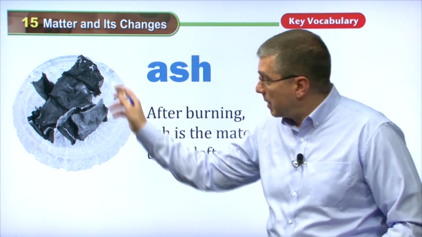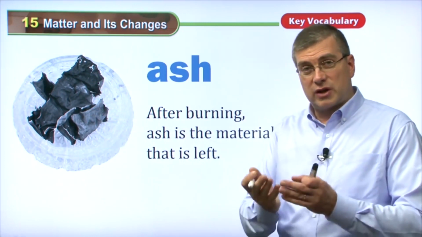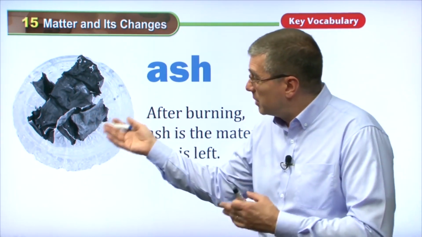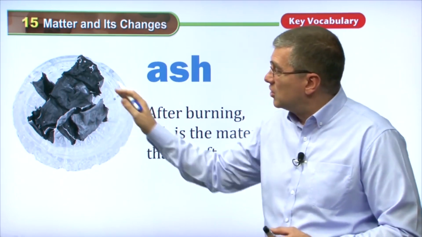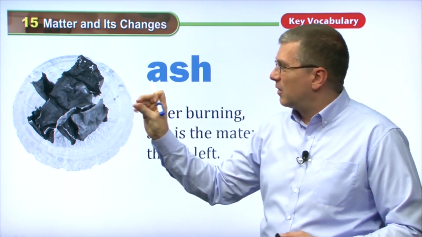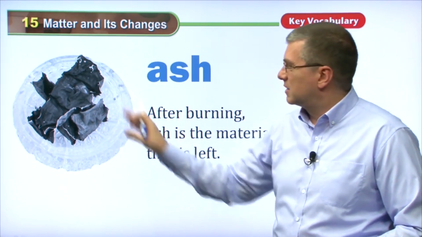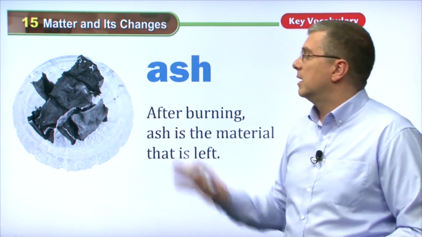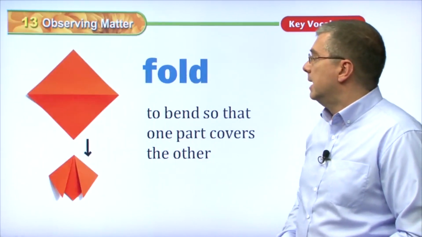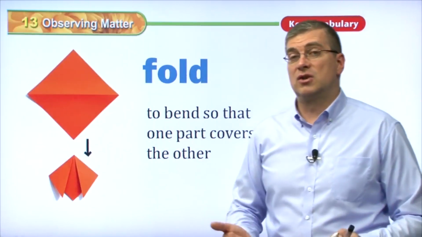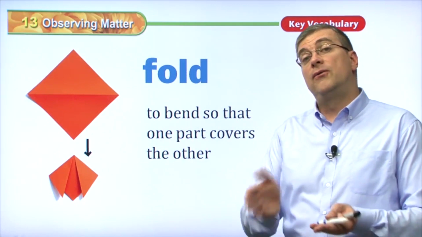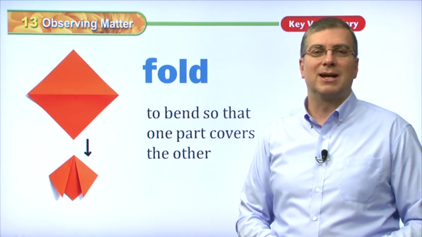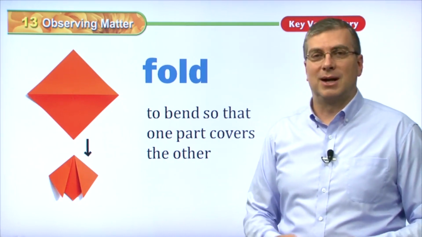So if you burn a piece of paper like this, it changes color, it changes shape, the composition of the paper changes to a black, very thin, very delicate substance that's really no use to anybody. You can't really use ash. Okay, and that is ash. Now, another way that you can change matter is that you can fold it, especially if you like to make objects from paper, like origami.